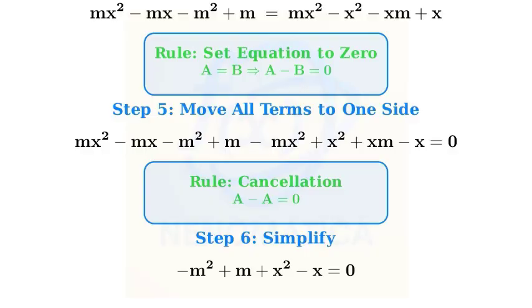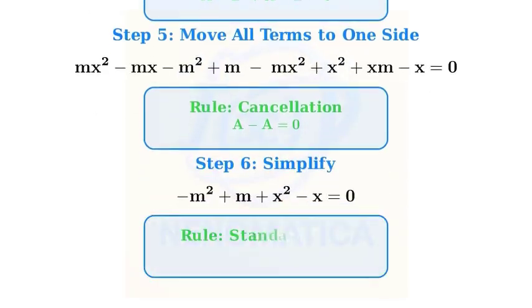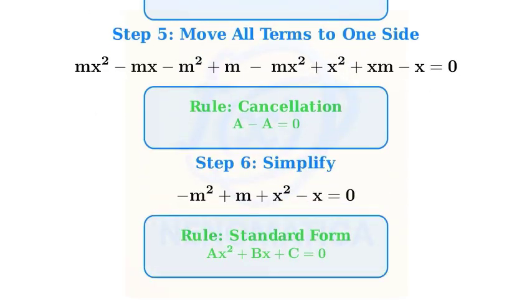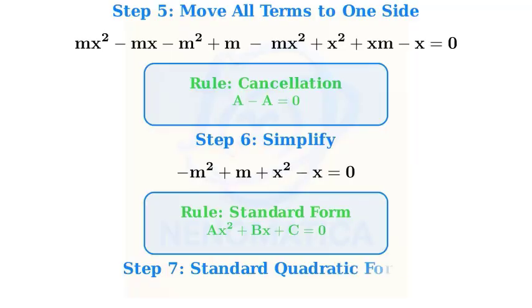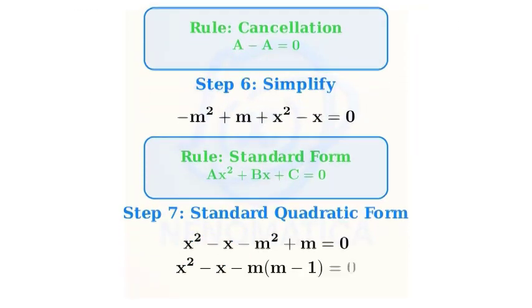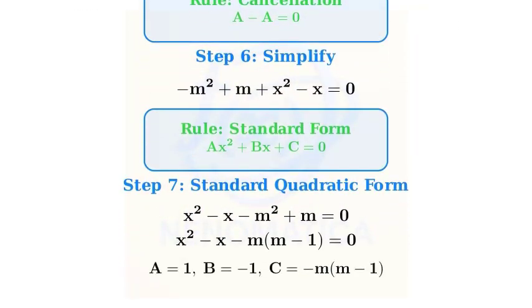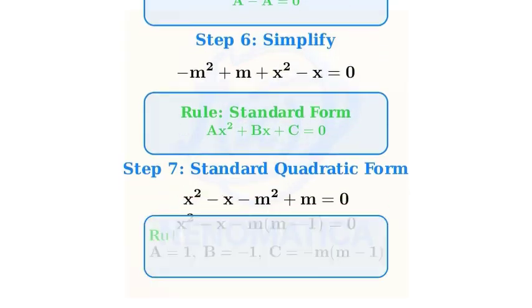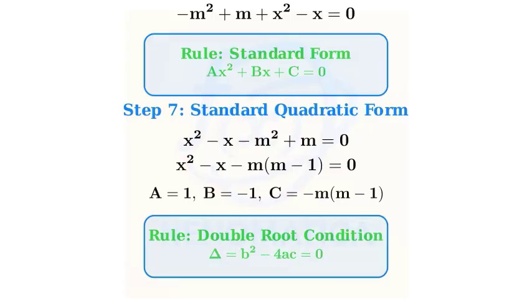Step 7. Arrange in standard quadratic form in x. x squared plus bx plus c equals 0. Treat the m terms as a constant and rewrite the equation. Step 8. For a double root, the discriminant must equal 0. Delta equals b squared minus 4ac equals 0. We'll now apply this condition.